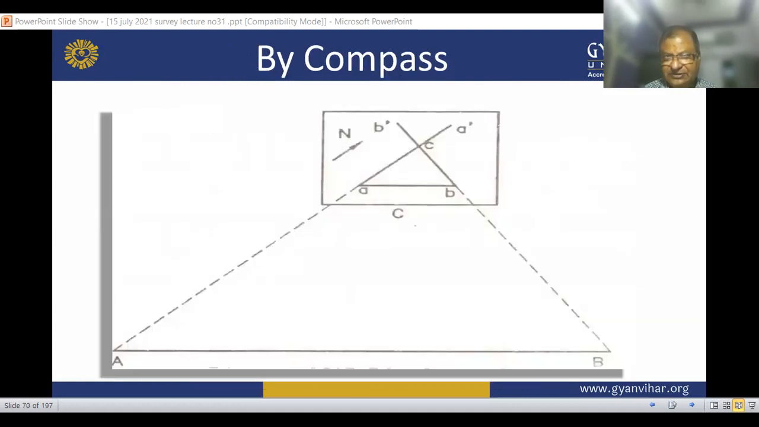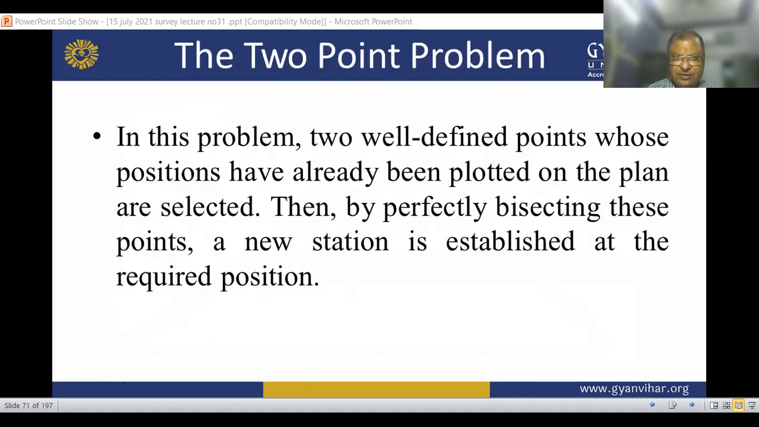This is the method by compass, and now we will discuss the 2-point problem. In this problem, two well-defined points whose positions have already been plotted on the plan are selected, and they are bisected, and the new station is established at the required position.